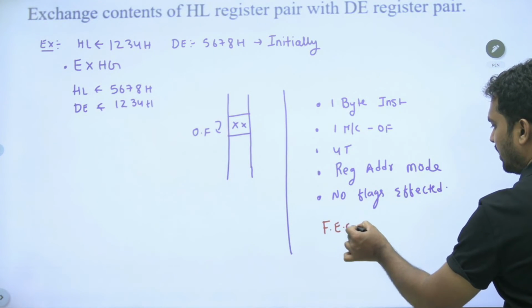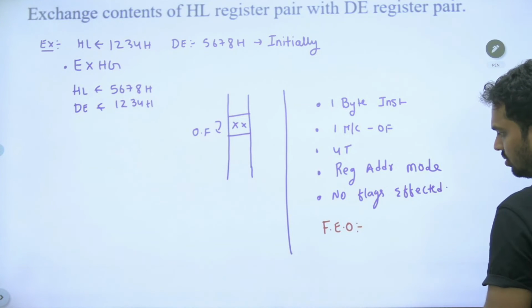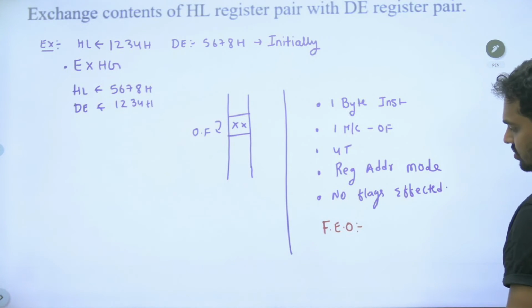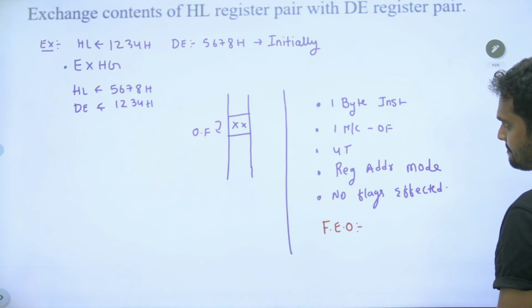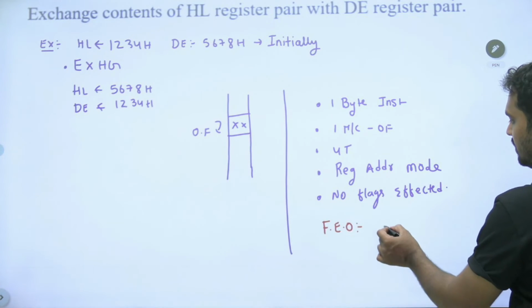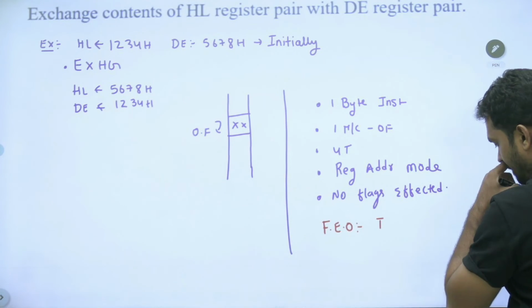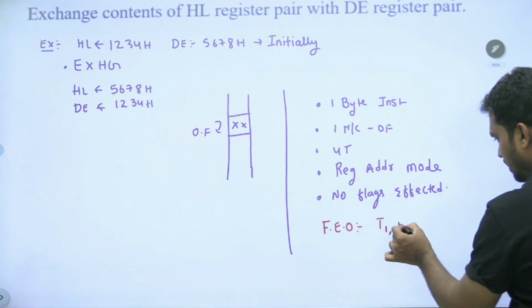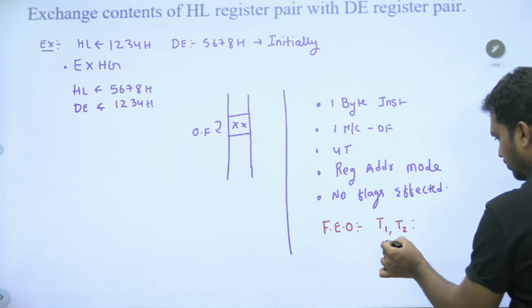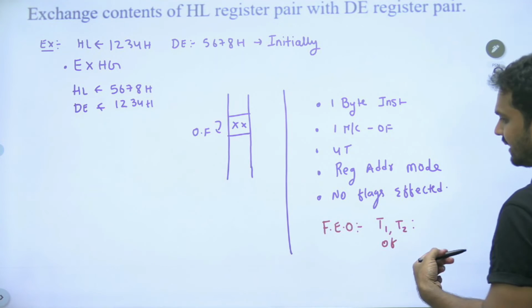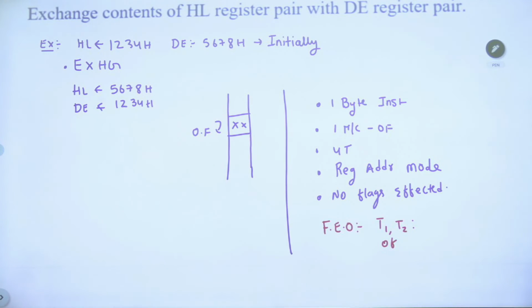What is the meaning of FEO? Fetch execute overlap. So what happens in fetch execute overlap, sir? That is during the T1, T2 of the next instruction. That is like T4, I have counted only T4 states.